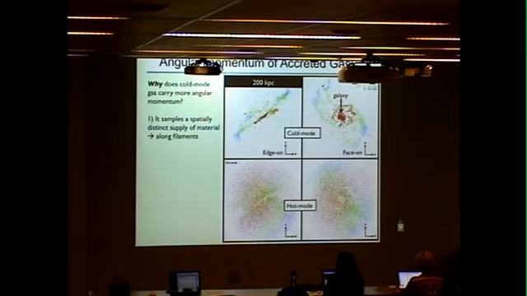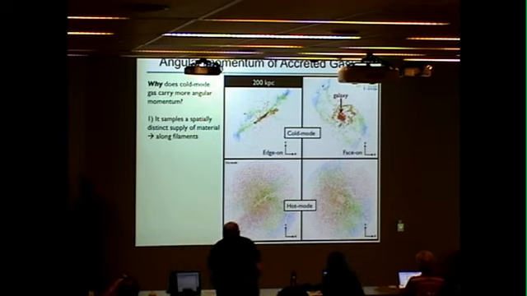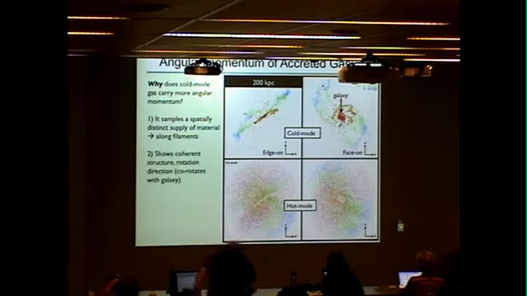A couple of things we noticed just looking at this figure in the simulation. The cold mode gas has a spatially distinct supply of material. It's flowing in along the filaments, which on further thought shouldn't be very surprising. But if it's coming in along a different physical structure, then it's going to have a different moment of inertia. It may not be surprising that the angular momentum it gets from all these tidal torques might be slightly different than material that's physically coming in from different spatial regions around the galaxy.